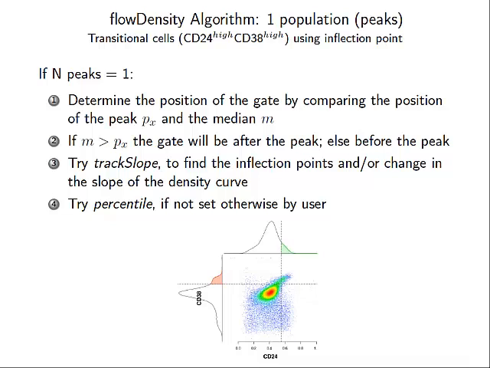Three different ways, I think. You can try a tracking slope, you can try a percentile, you can try a standard deviation from the mean. And one of those is probably going to work, because that's what you're doing in your head right now. You have to basically make these rules up.